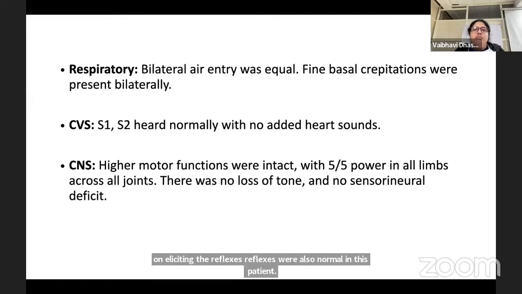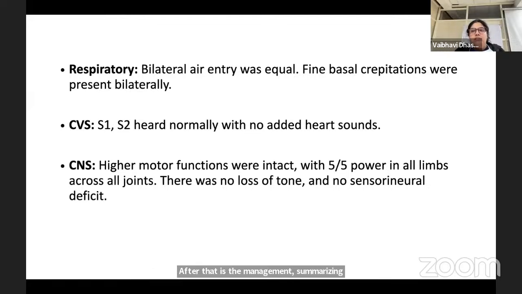After that is the management. Summarizing the history along with the examination: a 68-year-old male with no known comorbidities, a reformed smoker, with complaints of pain in the upper abdomen for the past 1 year, intermittent episodes of vomiting for 8 months, and a feeling of a rolling mass in the abdomen associated with anorexia and weight loss for the past 6 months, who on examination had a distended stomach with presence of a succussion splash.